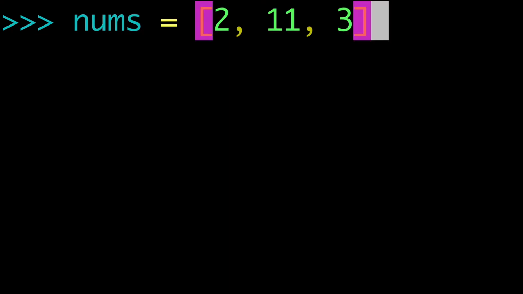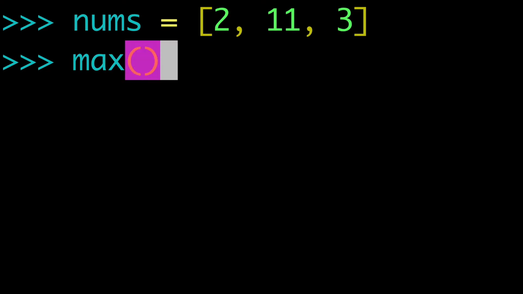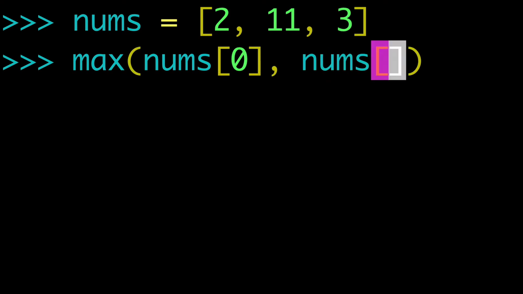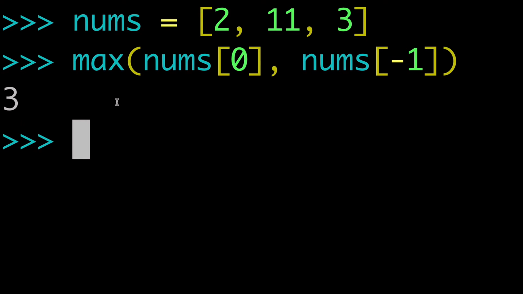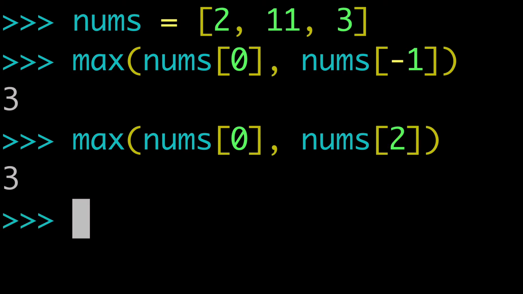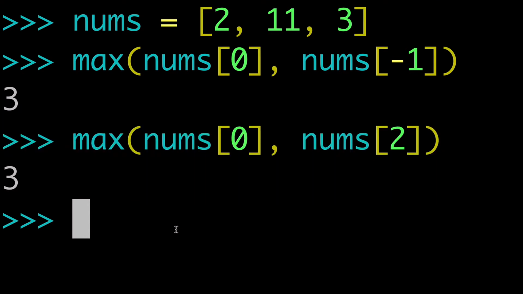So let's say we have nums equals [2, 1, 1, 3]. And we want to know which is bigger, 2 or 3. Well, all you have to do is use the max built-in function, right? And then pass 2 arguments to that, which is going to be the first and the last values. So here, we'll pass nums[0] and nums[-1], and that's going to return the larger of the two numbers, which we know to be 3. So another way I could rewrite this instead of -1 is to actually just write 2, because we know that the last value here is at index 2, and we can see that that returns the same thing as well.